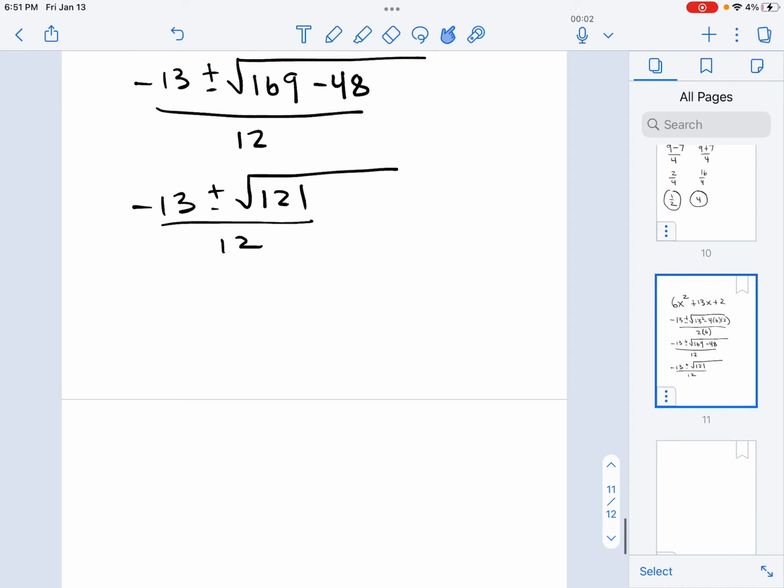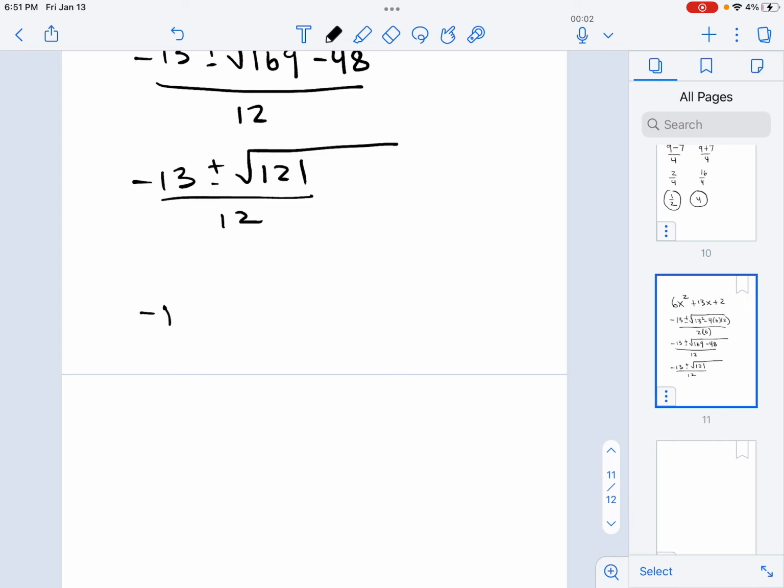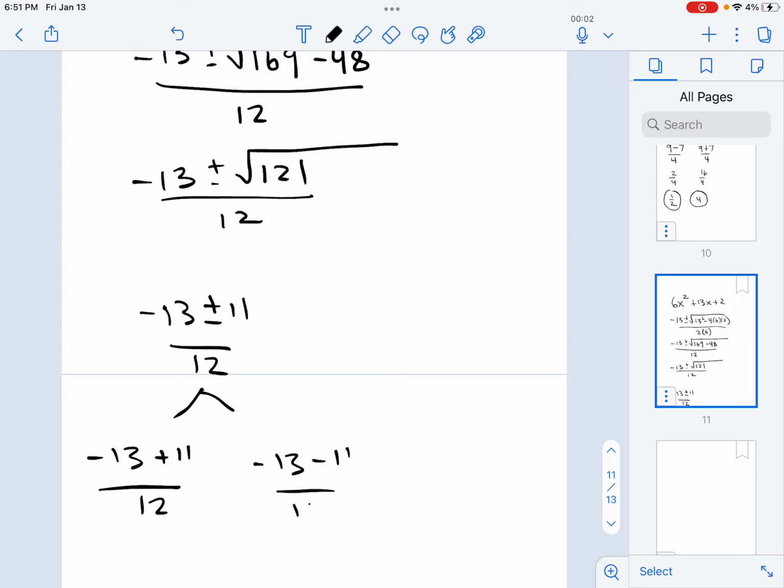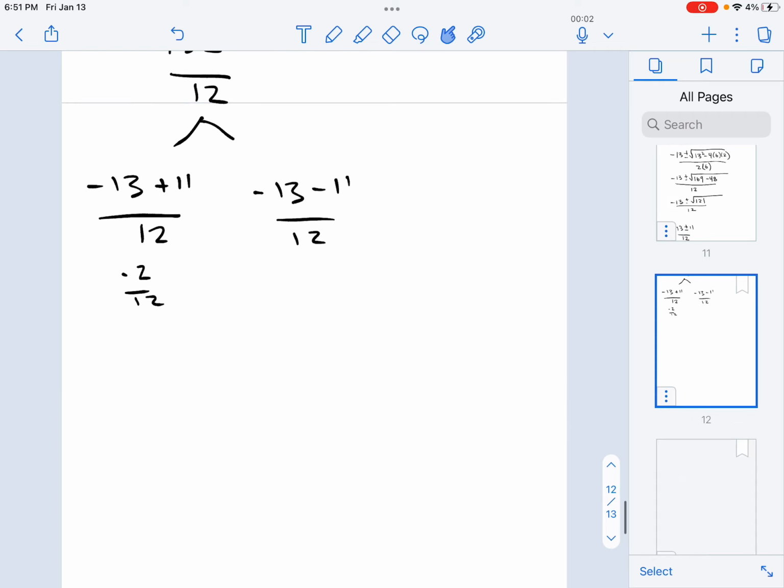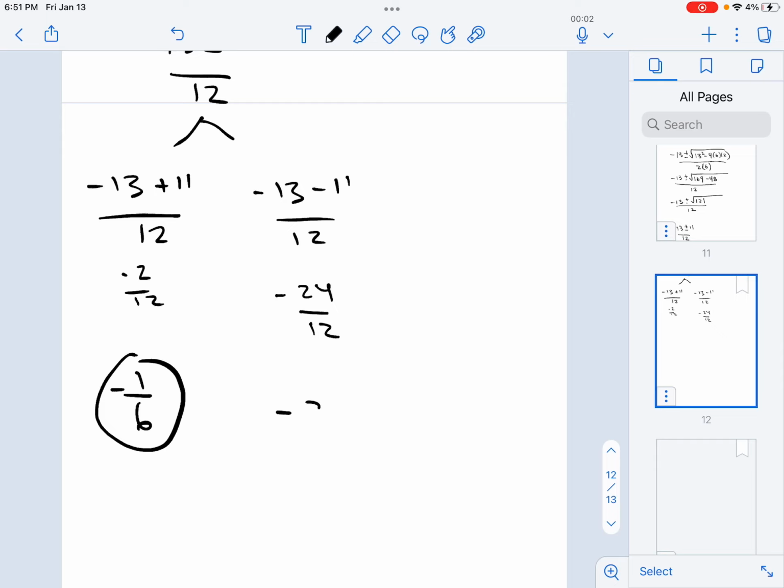And that's going to get us down to negative 13 plus or minus the square root of 121, which is 11. And now breaking this into the two different cases, negative 13 plus 11 over 12, and negative 13 minus 11 over 12. That's going to be negative 2 over 12, and then right here, this is going to be negative 24 over 12. This is going to be negative 1/6, and this is going to be negative 2.